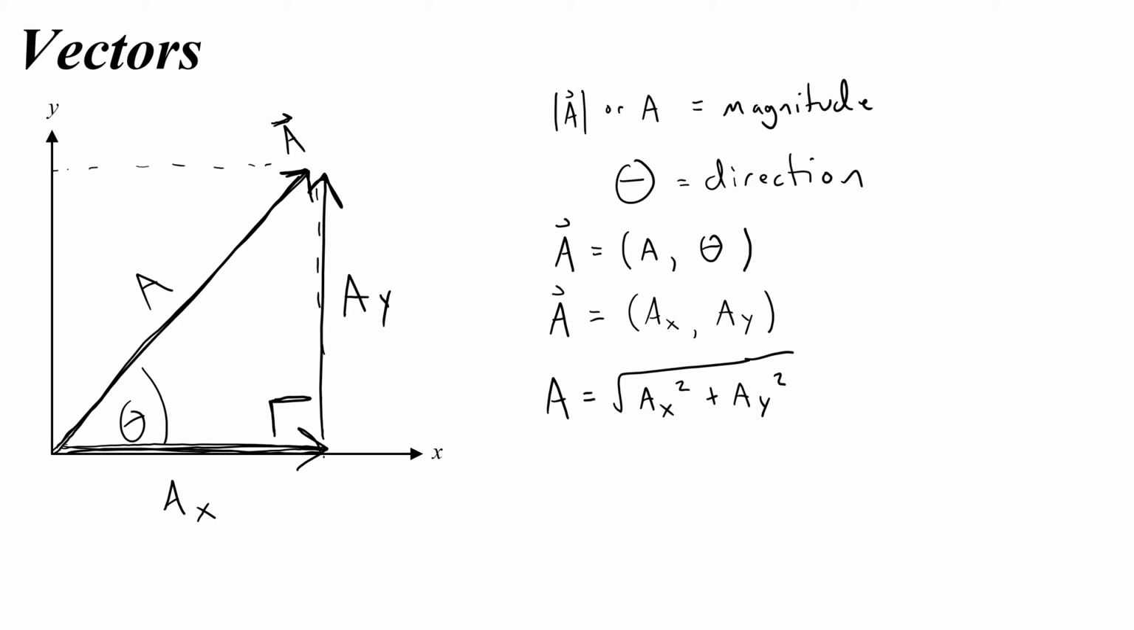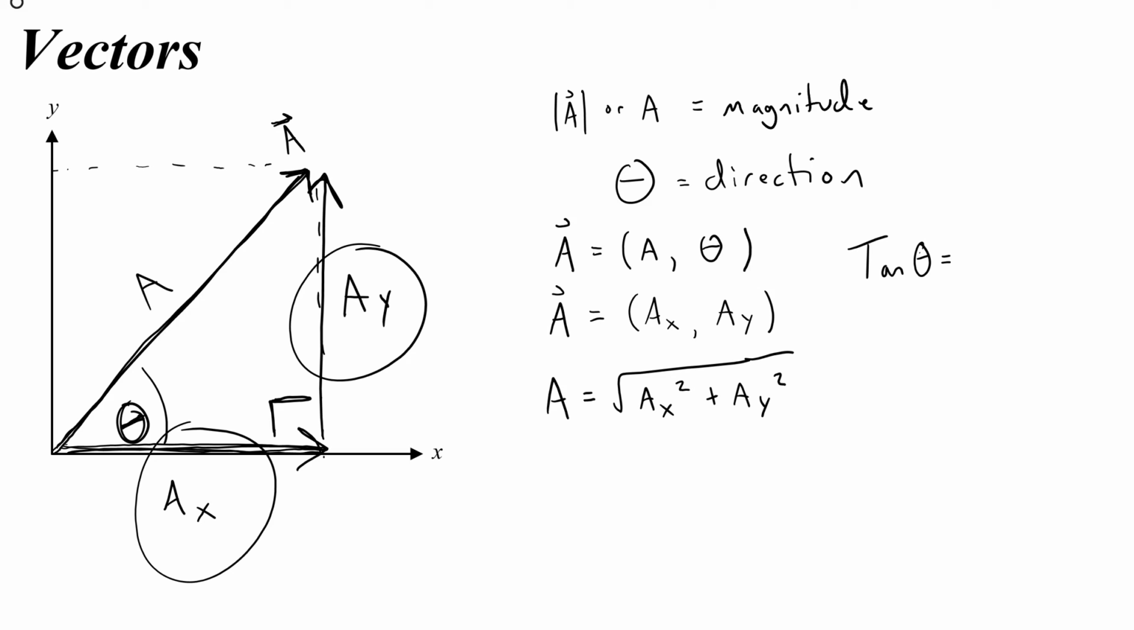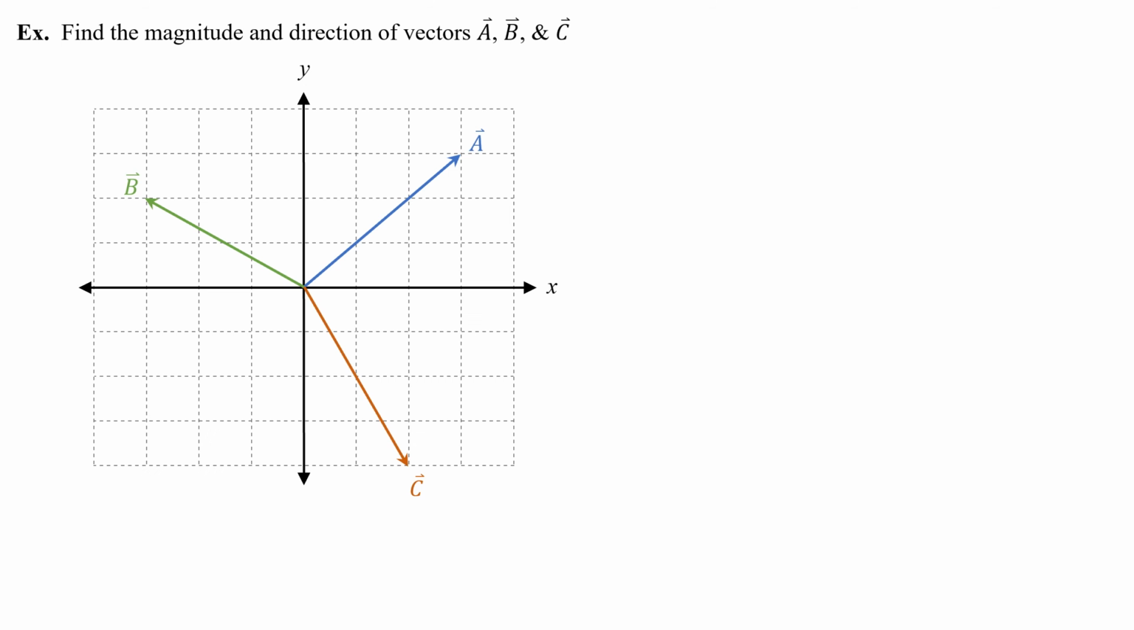Okay, great. And let's say I wanted to find this angle theta. Well, ay is the opposite leg of this right triangle. Ax is the adjacent. And I could say tangent theta equals opposite over adjacent, or ay over ax. And to find theta, I would use the inverse tangent of ay over ax. So these are the equations that you're going to need to be able to work with vectors. Let's do some example problems.